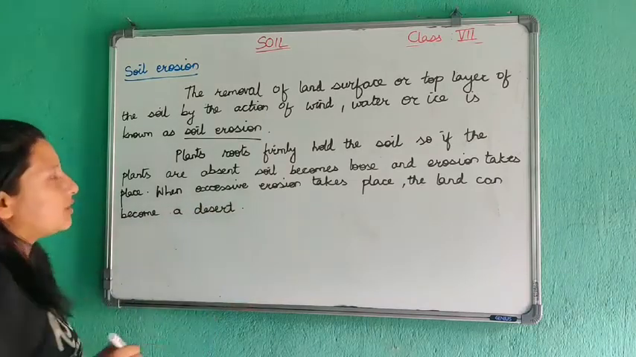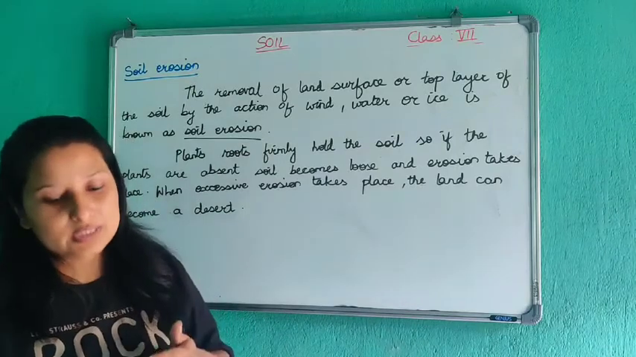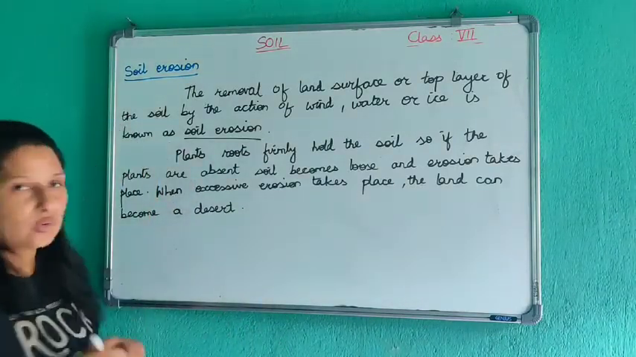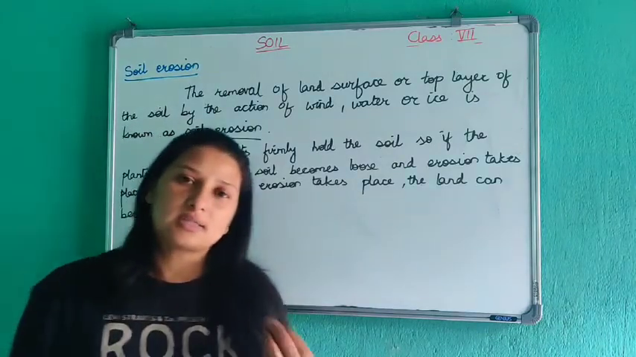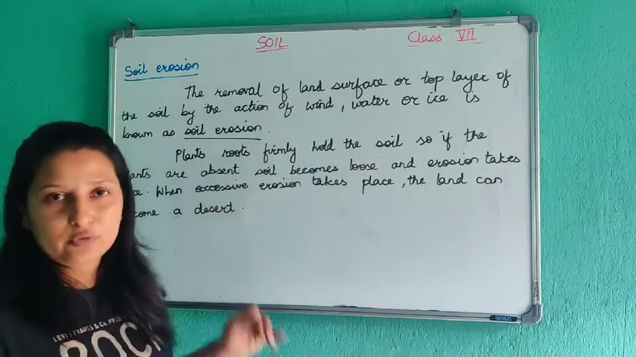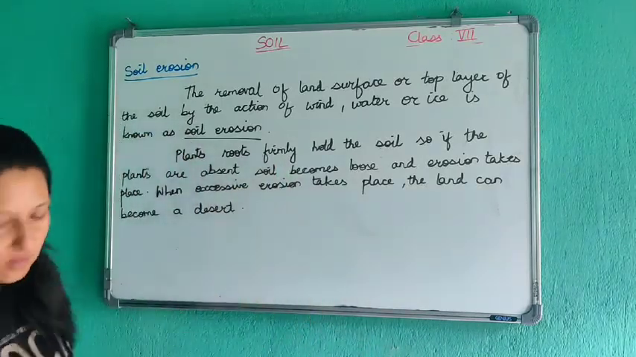So is soil erosion good? No, it is not good. So it has to be prevented or stopped. So how can we stop soil erosion? Plants hold the soil, it says. So we have to plant trees and we have to stop cutting the plants.